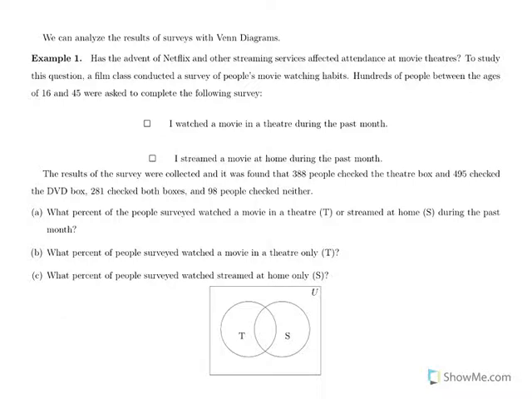The results of the survey were collected, and it was found that 388 people checked the theater box, 495 checked the, not DVD, that should be Netflix box, the streaming box, 281 checked both boxes, and 98 people checked neither. So first of all, we're going to call the theater box T, and the streaming box we're going to call S.